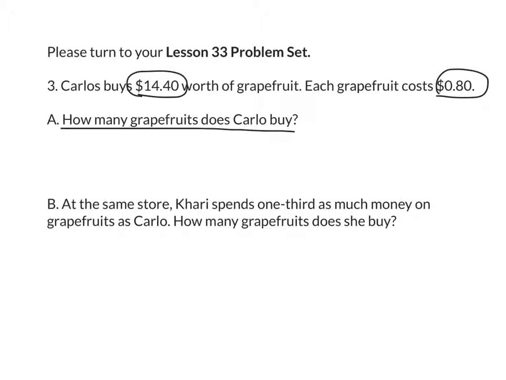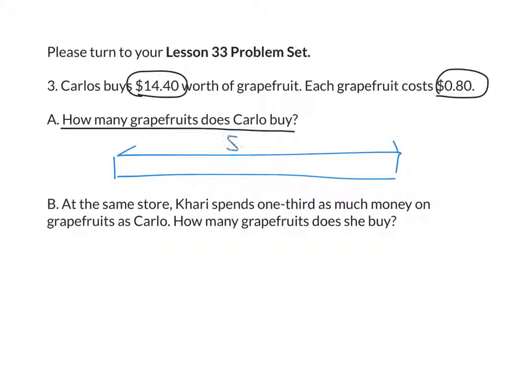So if Carlos only bought one grapefruit, how much money would it cost? 80 cents. What if you bought 2 grapefruits? $1.60. What if you bought 3 grapefruits? Okay, but we know that all together, Carlos spent $14.40. Go ahead and draw that. And we want to figure out how many 80-cent grapefruits can fit into those. This is 80 cents, right? We want to figure out how many 80-cent grapefruits can fit into that $14.40.